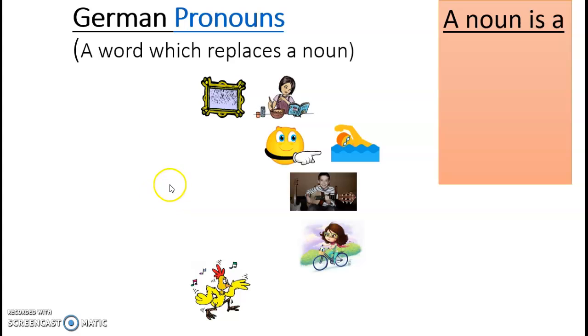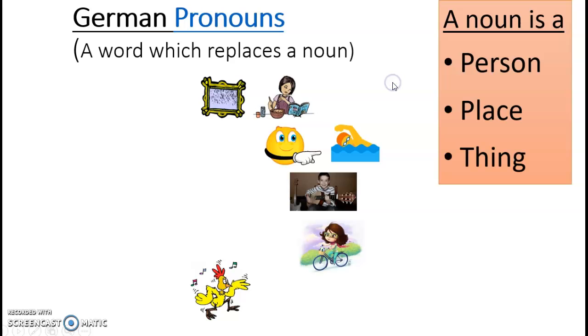So a pronoun is a word that replaces a noun. A noun is a person, a place, or a thing. Something you can put the in front of. The teacher, the store, the notebook. It can also be St. Louis, Julie. You can have personal nouns there too.